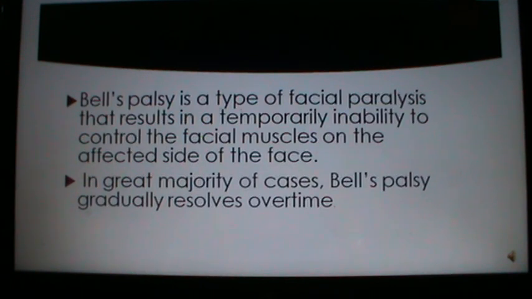Bell's palsy is a type of facial paralysis that results in a temporary inability to control the facial muscles of the affected side of the face. In the great majority of cases, Bell's palsy gradually resolves over time. So within 6 to 9 months, ultimately Bell's palsy decreases and resolves.